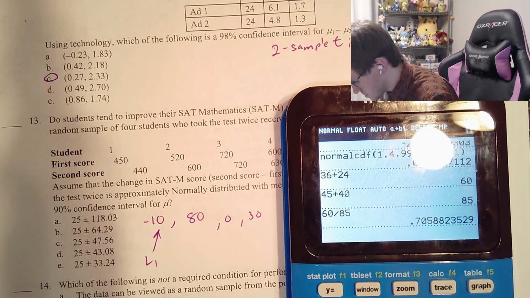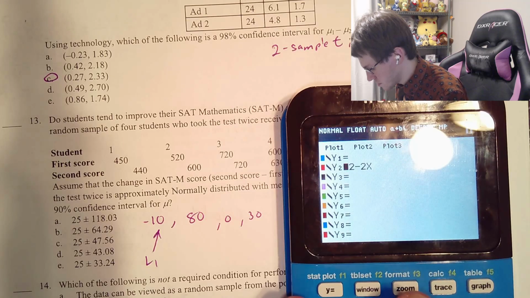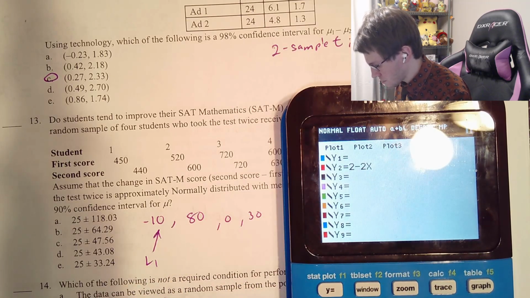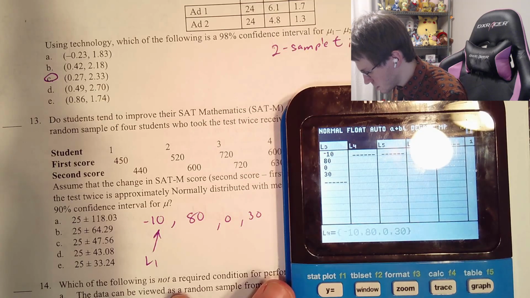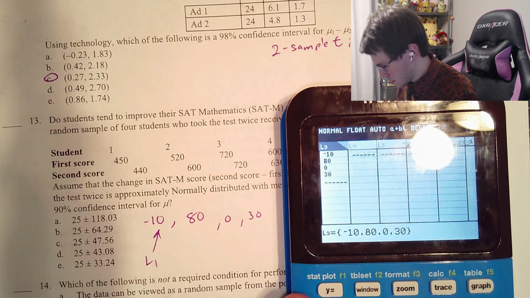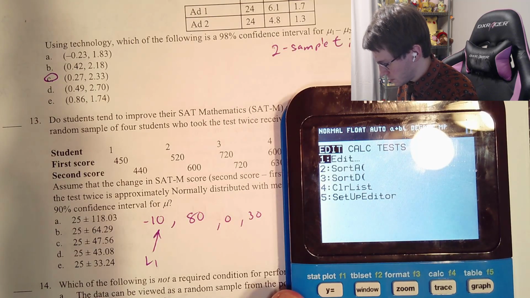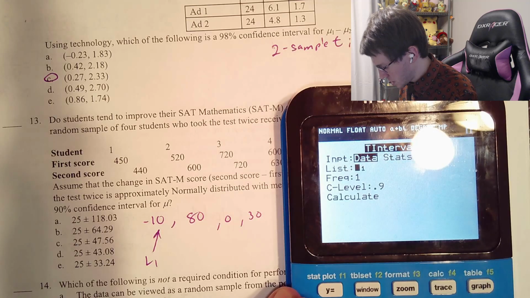Invalid dimension. Do I have nonsense in my list somewhere? I probably do. Oh, because this is list 3. My list 1 has disappeared. I must have made a mistake way earlier in my lifetime messing with this. So we're going to t-interval list 3.